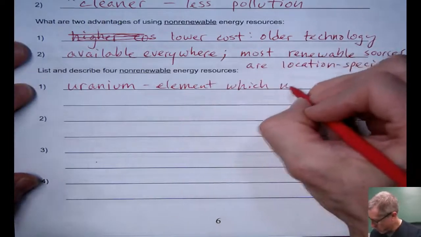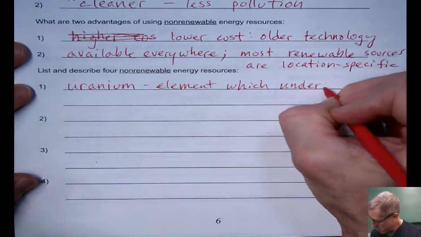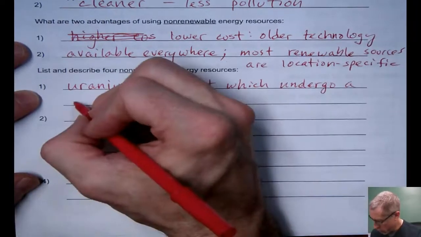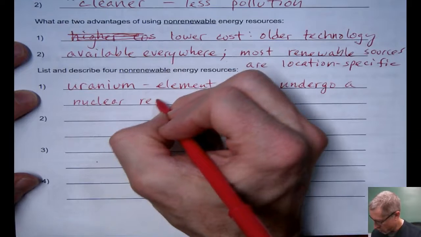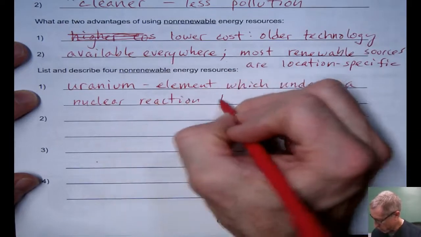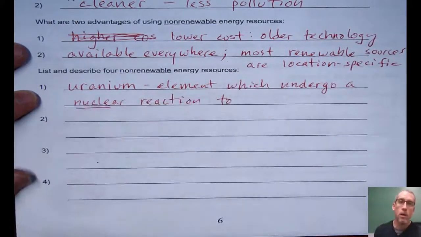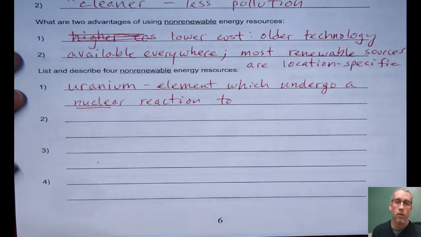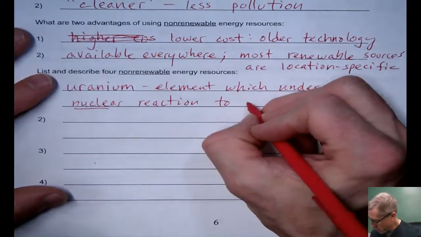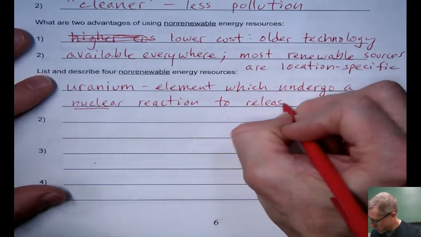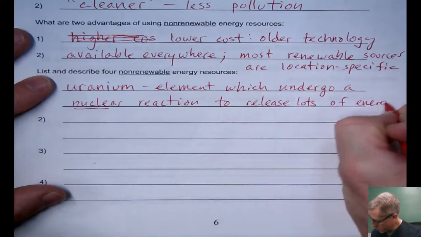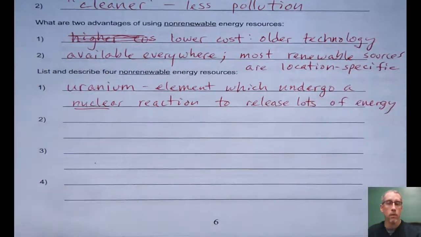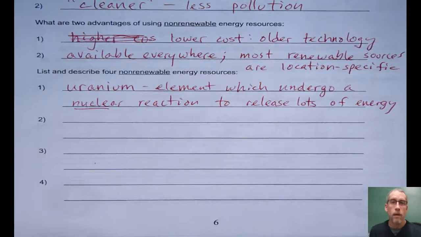It's an element which can undergo a nuclear reaction. This is not a chemical reaction. The other elements are going to undergo a chemical reaction. This is a nuclear reaction to release lots of energy. And this is what we refer to as nuclear energy, or you may have heard of a nuclear power plant. The fuel for a nuclear power plant is uranium.